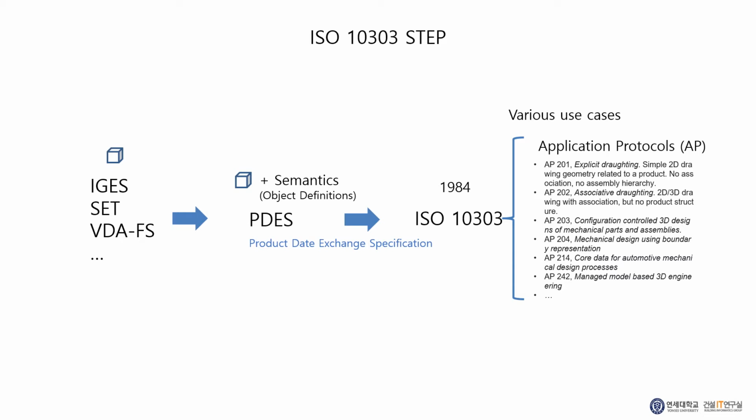VDAFS is also a format that was used to exchange graphic information. But people soon realized that they also needed to exchange object definitions, with the growth of object-oriented programming and parametric and feature-based modeling systems in the 1980s. So they started something called PDES, Product Data Exchange Specification. As you can see, the name specification came from IGES, the Initial Graphics Exchange Specification.